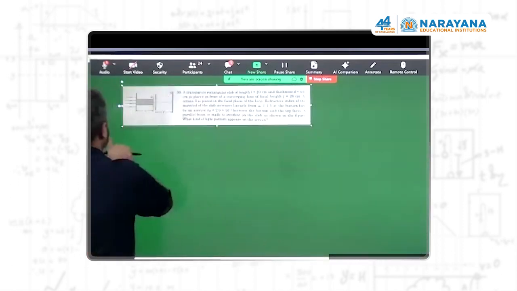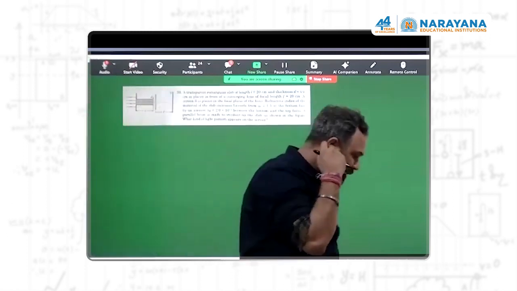Now, in this problem, he is giving you a transparent rectangular slab.